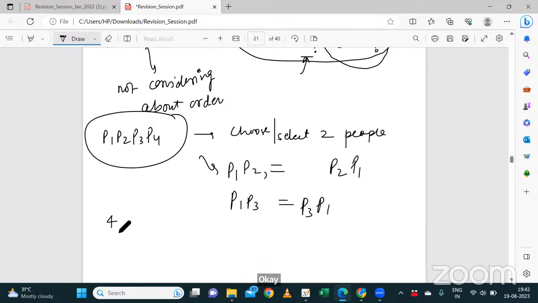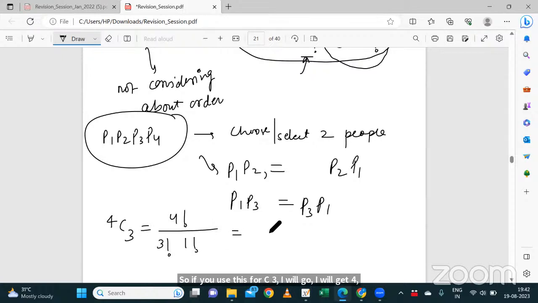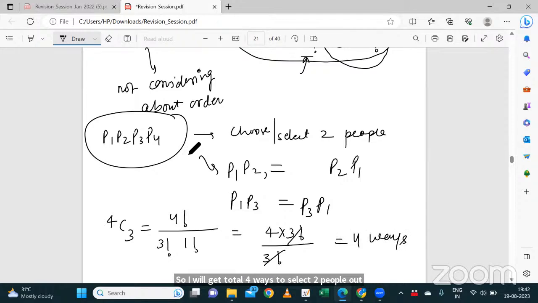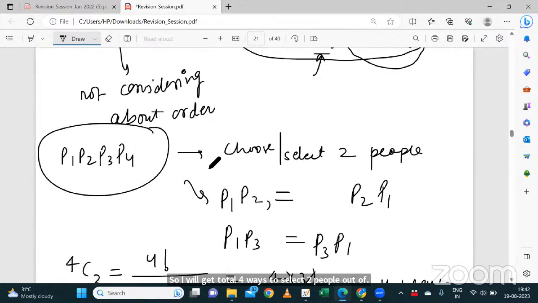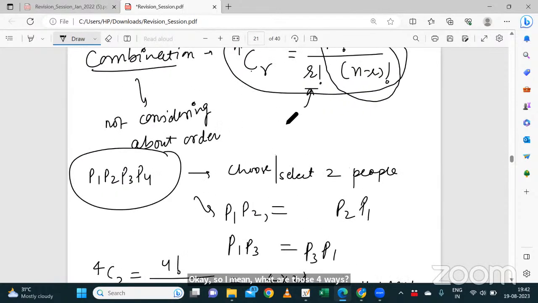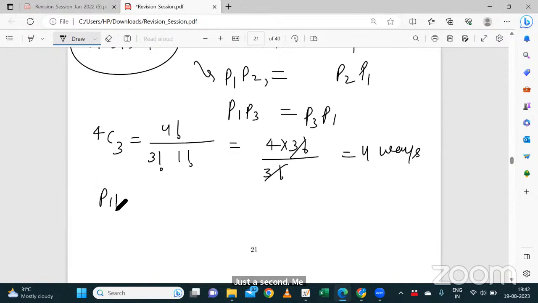If I use 4C3, I get 4 factorial divided by 3 factorial into (4 minus 3), which is 1 factorial. Solving, 4 into 3 factorial over 3 factorial, so I will get a total of 4 ways. Okay, so what are those 4 ways? Just a second, let me zoom a bit. So what are those 4? P1, P2 or P1, P3 and P1, P4 and P2, P4. That's all.